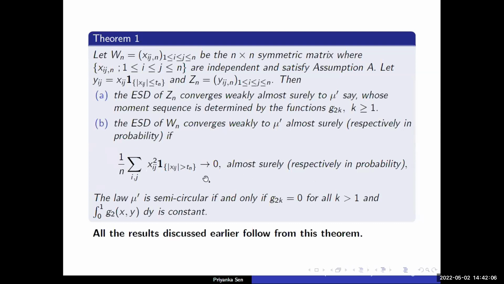This condition is also very natural in the case of full IID matrices, band matrices, and block matrices. Also, the law mu prime is semicircular if and only if G2k is 0 for all k, that is, only G2 can be non-zero, and the partial integral of G2 is constant. As we discussed, the previous results satisfy those assumptions, and as a result, the convergence of their ESD could be concluded from this theorem. There are other results, like heavy-tailed entries, band matrices, block matrices, and triangular matrices, which could all be dealt with by this theorem alone.